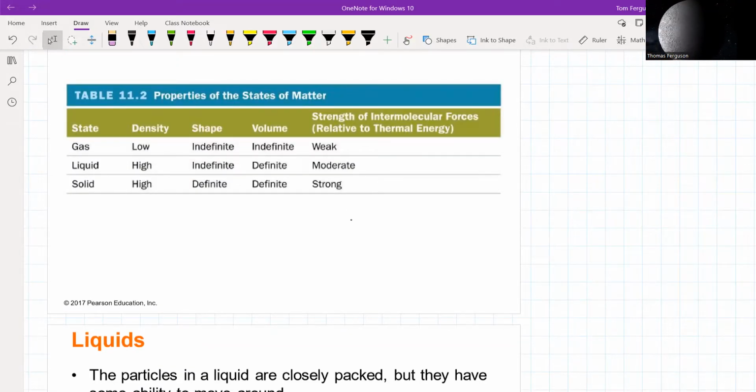Now, as a mechanical engineer, when you're designing systems with pumps, pipes, etc., you've got to be very aware of the first two here, particularly. Both gas and liquid don't have a definite shape. They're shaped by the container within which these molecules reside. Strength of intermolecular forces: weak, moderate, strong. Because gas molecules are so far apart, they don't attract one another because of distance. Liquids are much closer together, so the influence of intermolecular forces is much stronger. And then, of course, solids are really close together, so those influences are particularly strong.